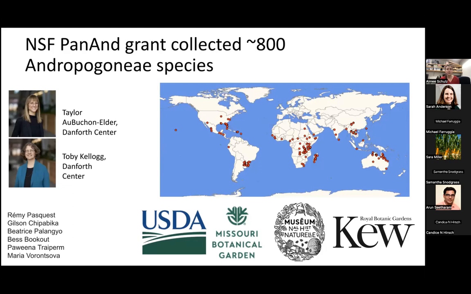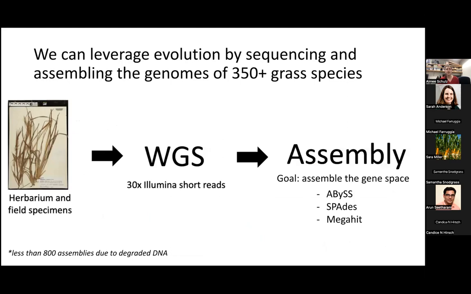This was done in part by Taylor AuBuchon-Elder and Elizabeth Kellogg at the Danforth Center, as well as the 4 main institutions you see at the bottom of the screen. And all of the collaborators listed on the left-hand side played a large role in making this possible, both going out to the field and taking tissue samples, but also sampling from herbariums. And so by taking these herbarium and field specimens, we can leverage this evolution by sequencing and assembling the genomes of over 350 different grass species.